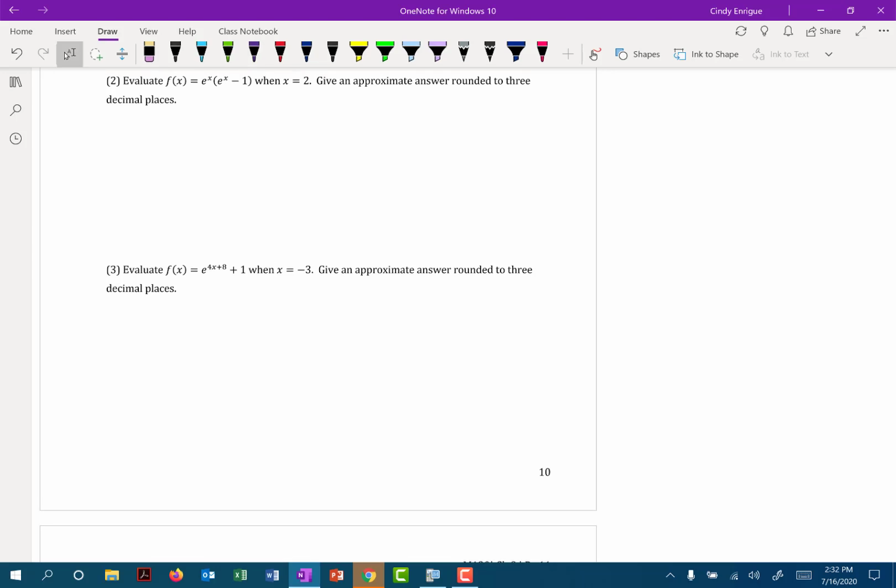So for number 2, it's the same process. So I have that y is equal to e to the x times e to the x minus 1. So here what I'm plugging in for my x value is 2. So I have e to the x value times e to the x value minus 1. And that value that I'm plugging in is a 2.